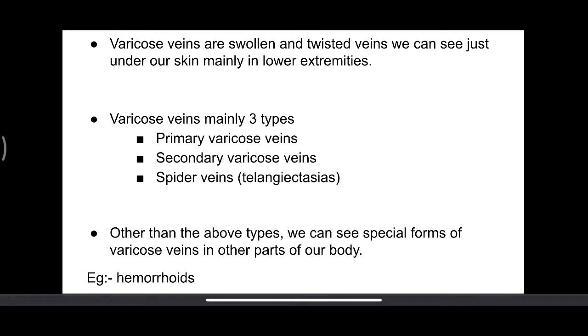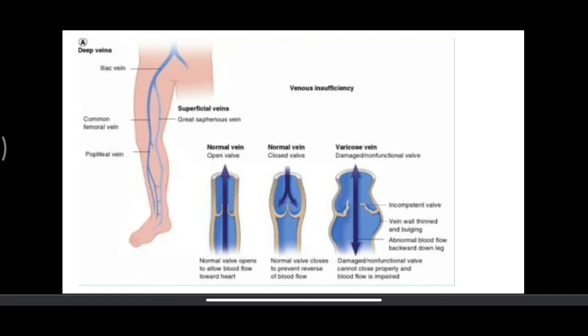Varicose veins are swollen and twisted veins we can see just under our skin, mainly in the lower extremities. Varicose veins are mainly of three types: primary varicose veins, secondary varicose veins, and spider veins. Other than the above types, we can see special forms of varicose veins in other parts of our body, for example, hemorrhoids.